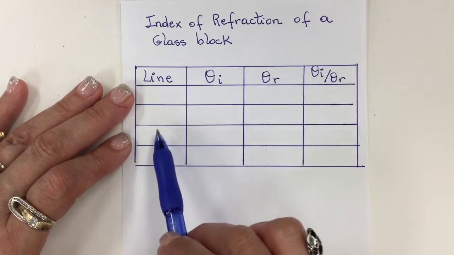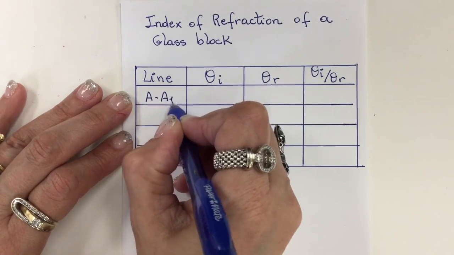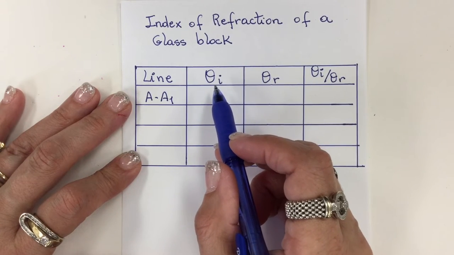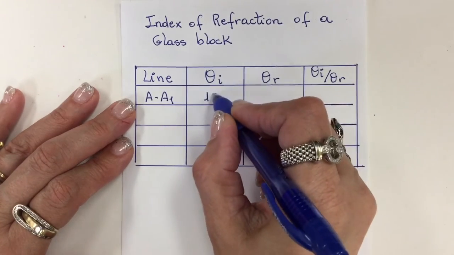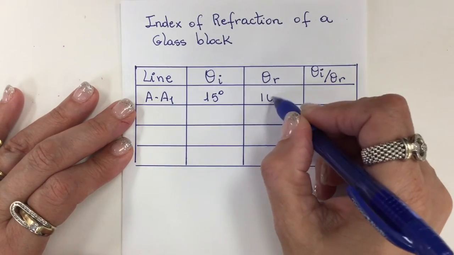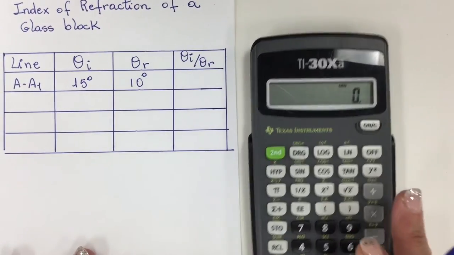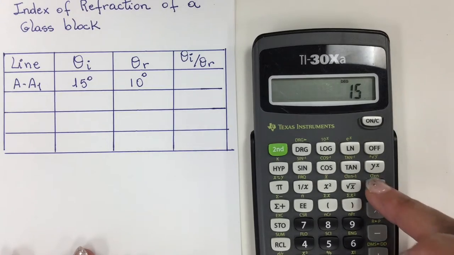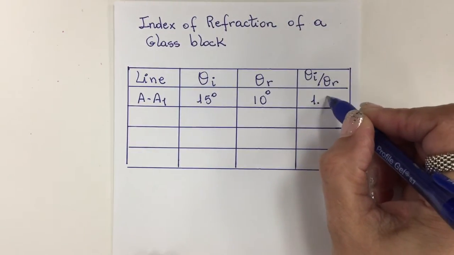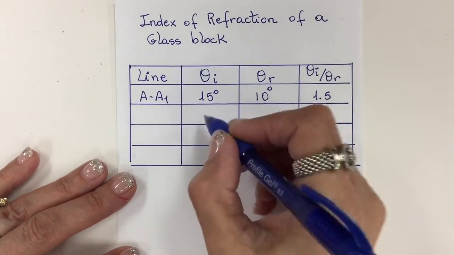So in this column, I'm going to record the lines. So my first one was A1. This is my angle of incidence. My first one was 15 degrees. And my refracted angle is 10 degrees. Then I'm going to find the ratio between both angles, which is 1.5. Now I'm going to do the same thing for my second angle, which is 30 degrees.